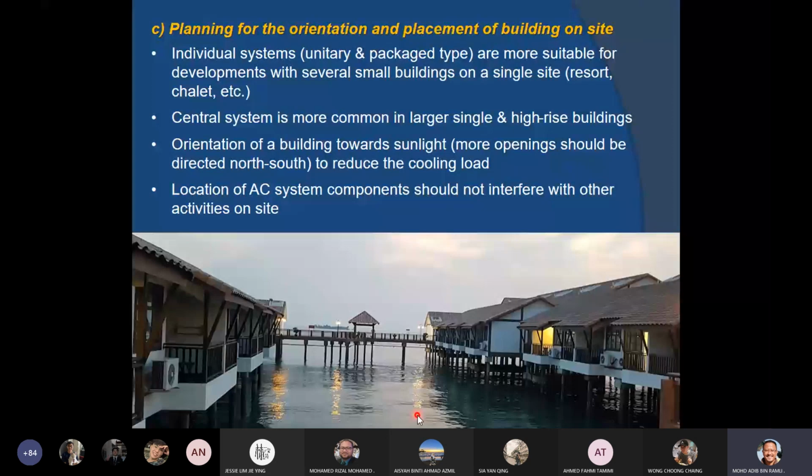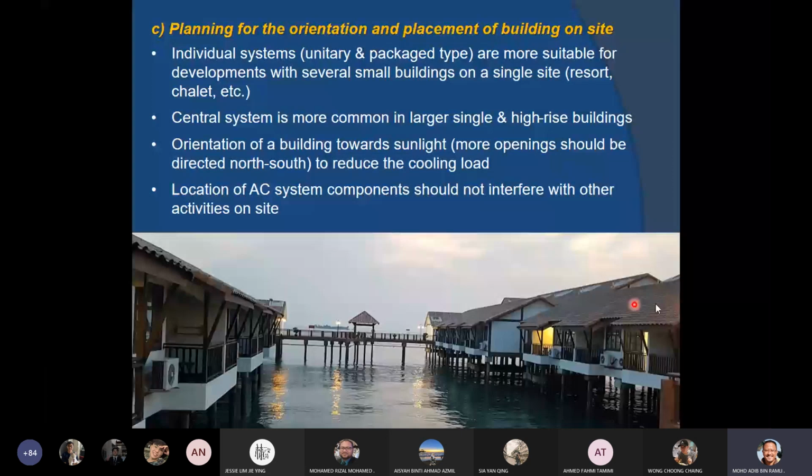Central system is more common in larger single and high-rise buildings, and then orientation of building towards sunlight. I've explained about this earlier. Location of AC system components should not interfere with other activities on site. One thing good about this is the placement of this condenser unit, the outdoor unit, doesn't interfere with activities on site, because there are no activities happening on that side of the chalet unit.